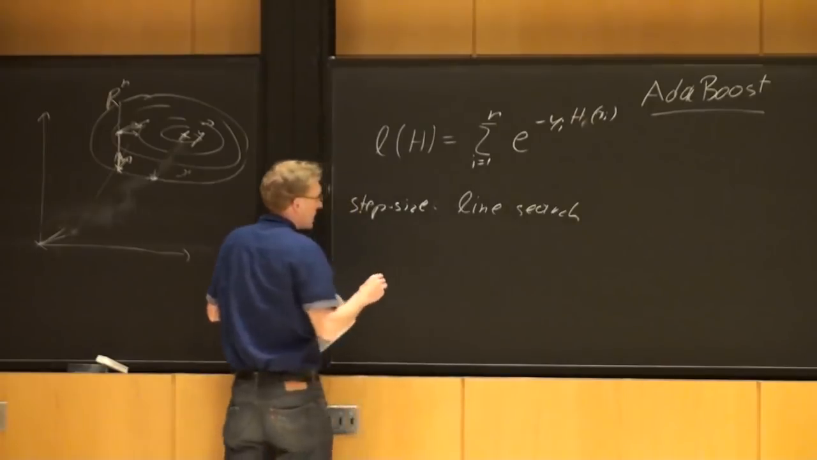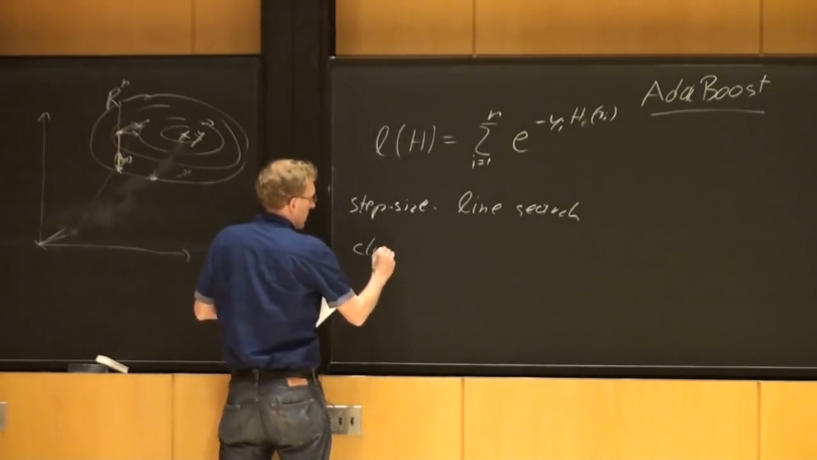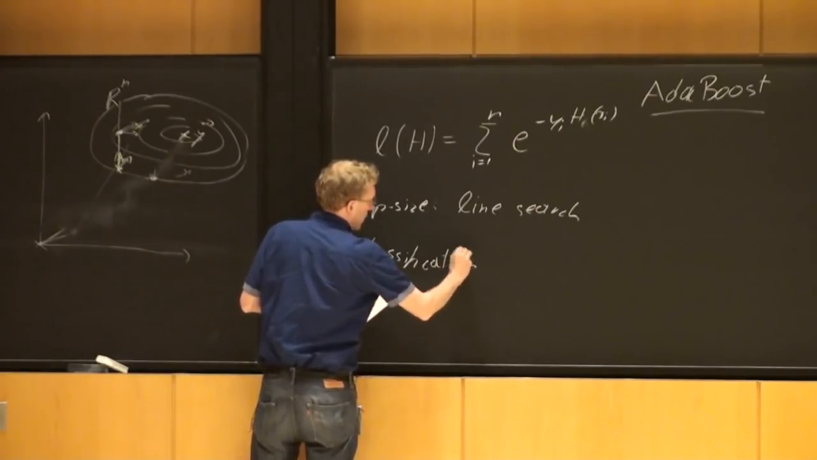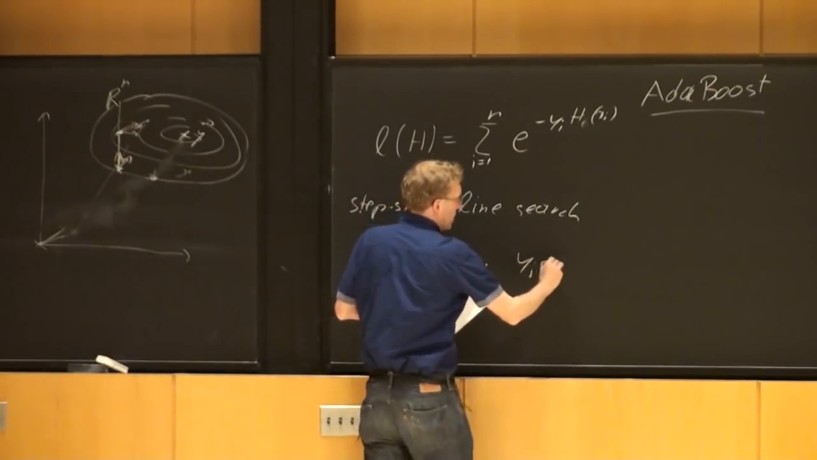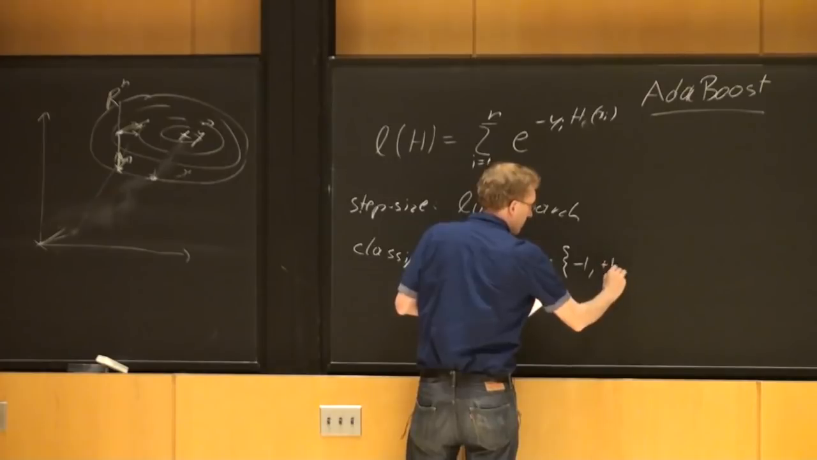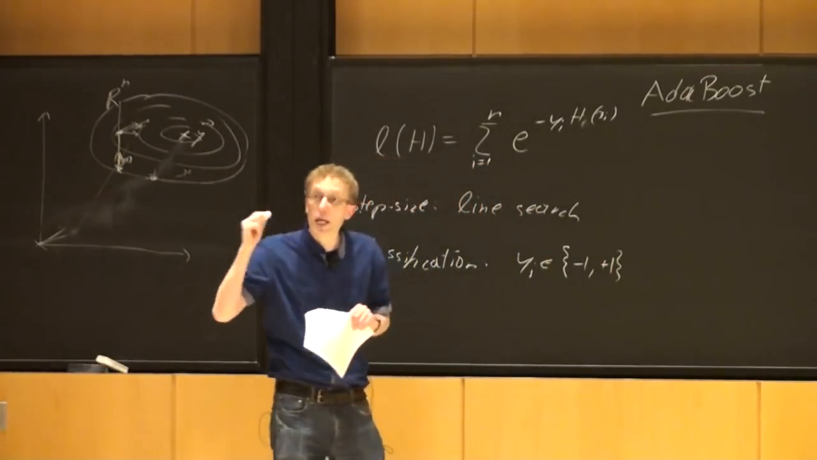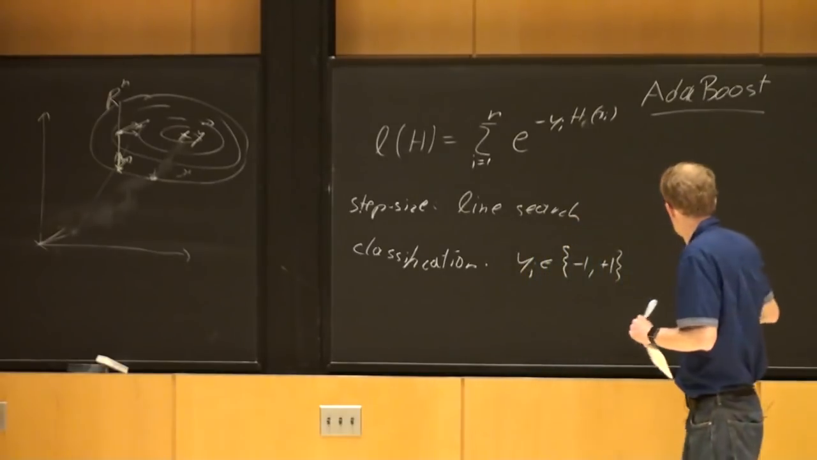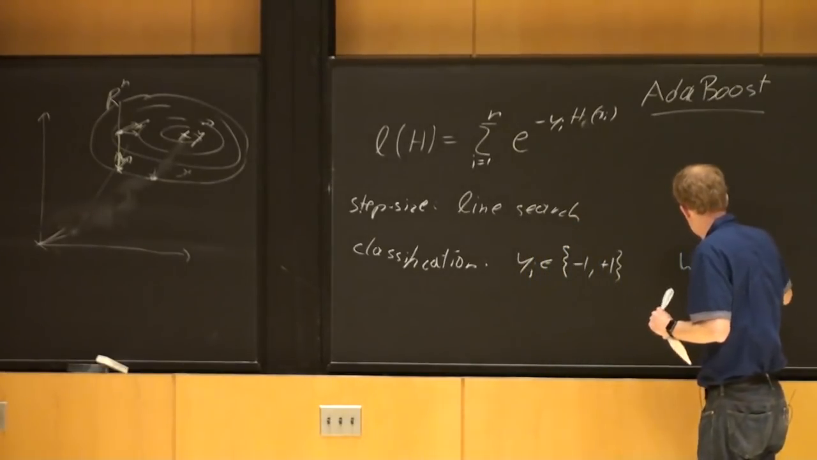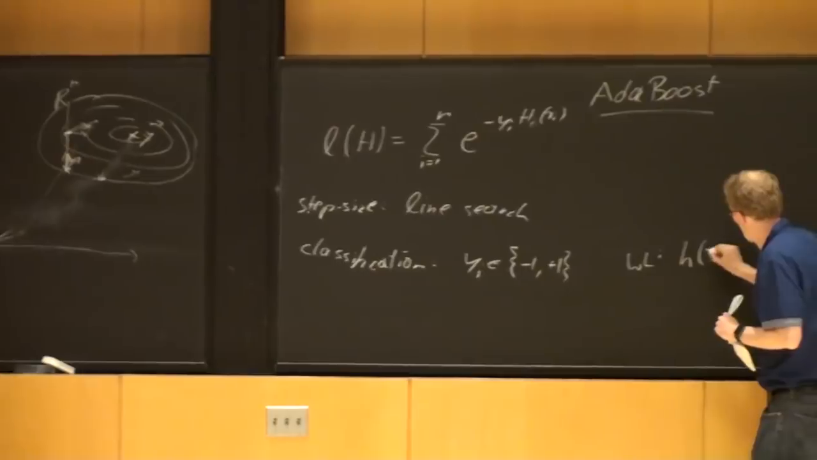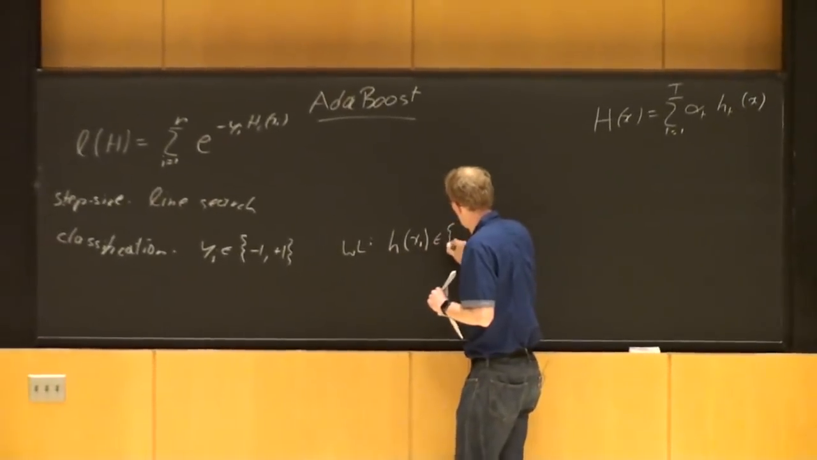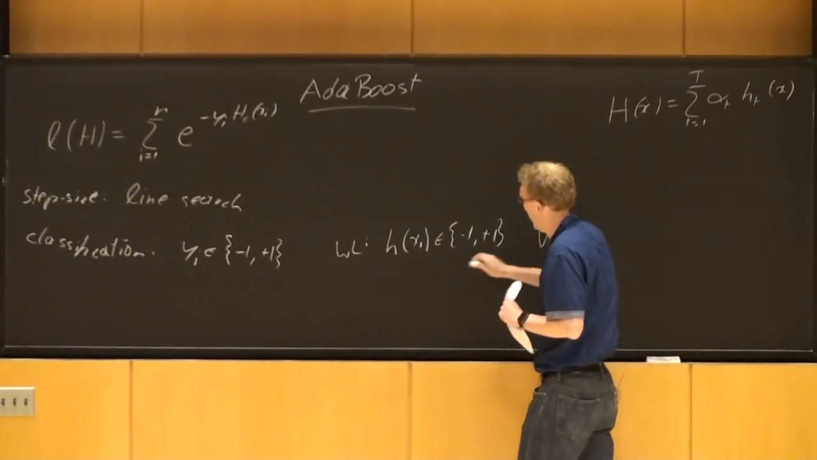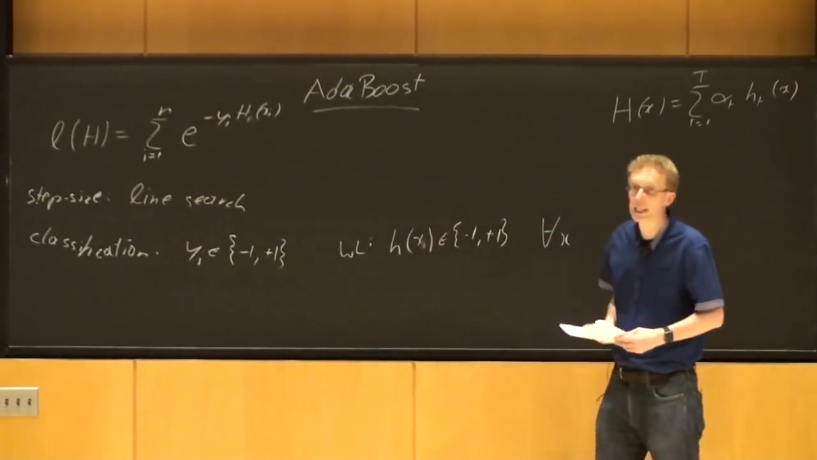We have one more design choice, and that's that we are in classification. So it only works for classification. So the yi's are elements of -1, +1. And we also assume that the weak learners only return us -1 and +1. So weak learners return h of xi is an element of -1, +1 for all x. Right? So these are the assumptions of Adaboost.